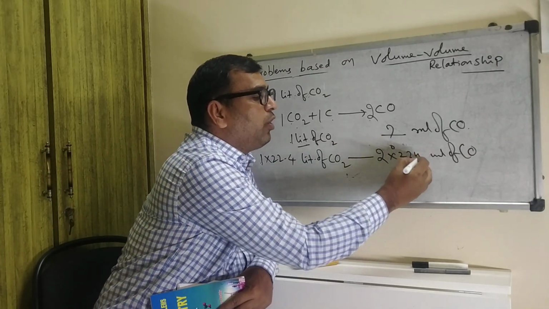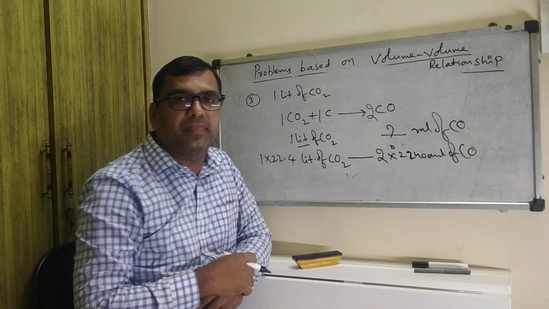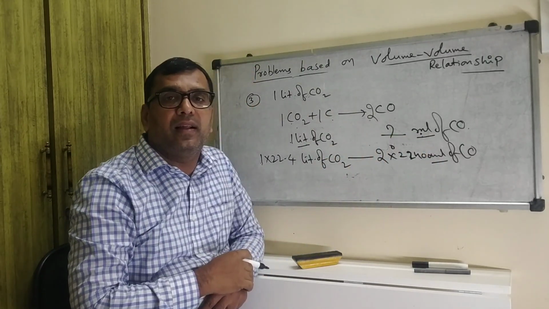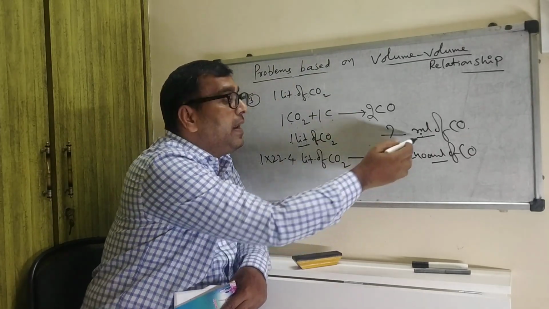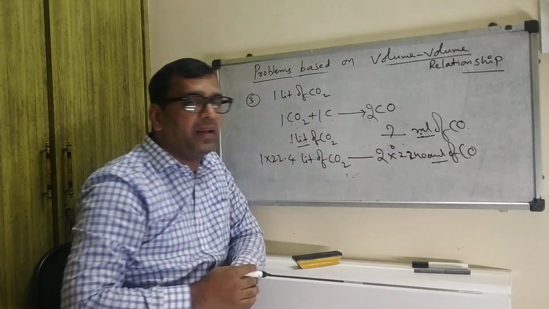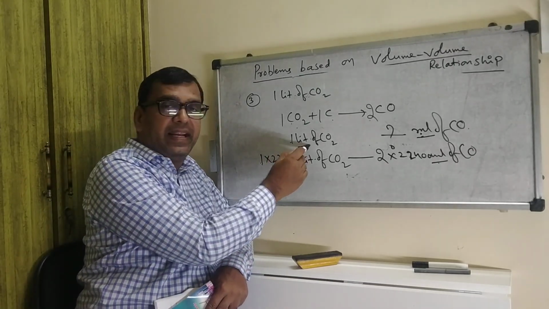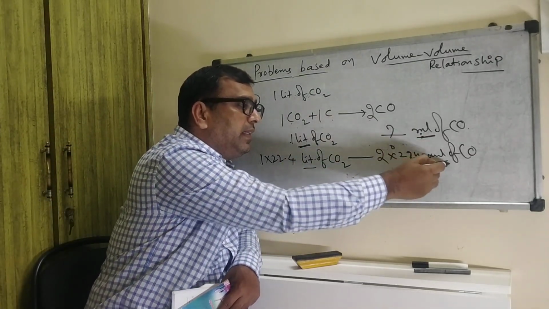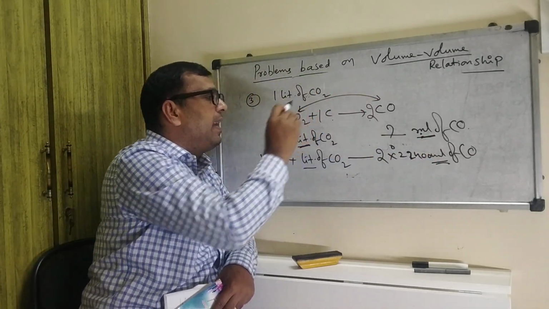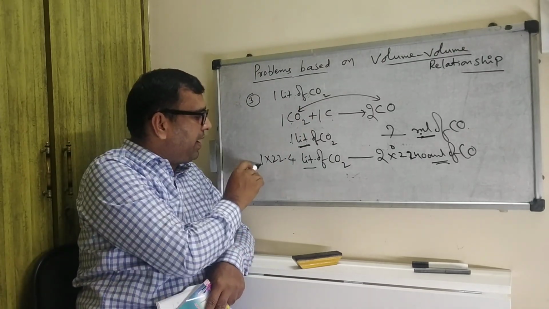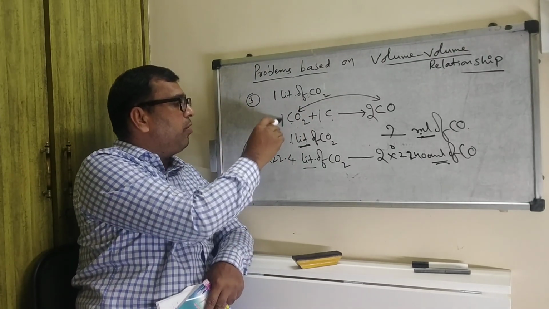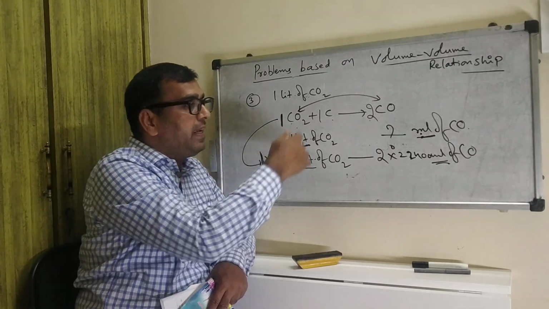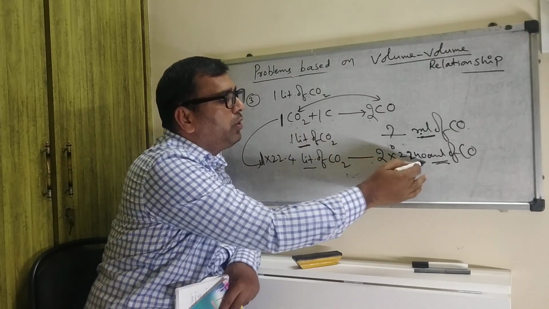Why did you write 22,400 ml like this? Because the given information is in liters, and you are going to calculate the product in ml. So that is why you have to take it in ml. This is in liters, so you take liters, and this is in ml. This is the relation between carbon dioxide and carbon monoxide. 1 mole is participating, so 1 into 22.4 liters of carbon dioxide gives 2 into 22,400 ml.